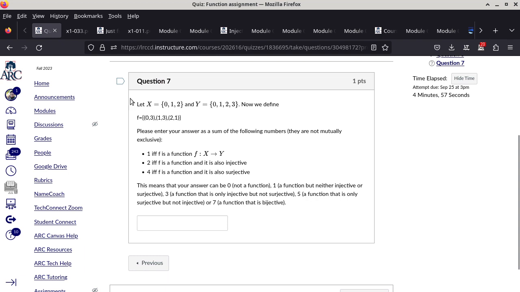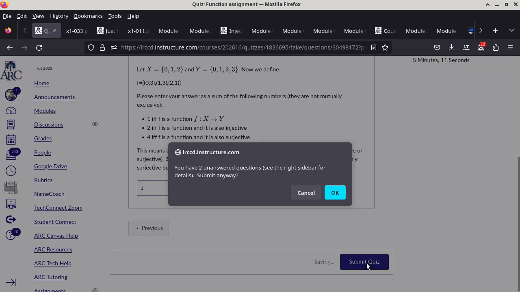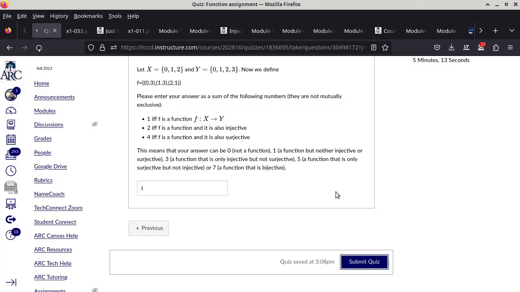And then with this one, we got 0. Okay, so this is a function. Okay, so we have at least 1. But once again, it is not an injection nor a surjection. So it's just a 1. I believe that is the case. So we'll see.